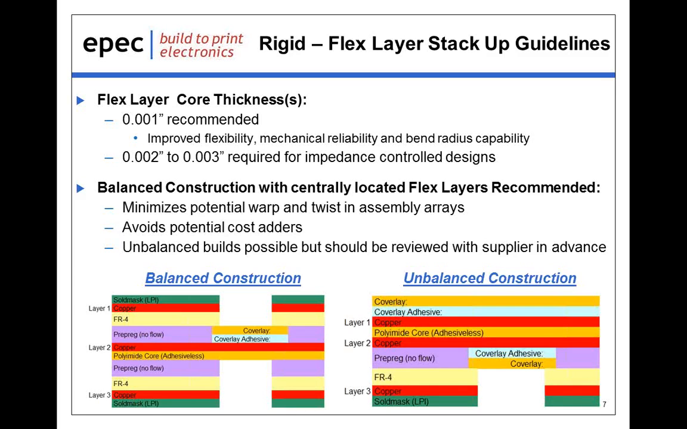Another important item is achieving a balanced construction with the flex layers centrally located within the stack-up of the part. What this prevents is any potential warp and twist in the finished assembly arrays. There are some potential cost adders that can come into play if it's an unbalanced design. Unbalanced designs are possible, but we always recommend that you review your construction with your supplier in advance to ensure that you understand the ramifications and any potential limitations that might exist.